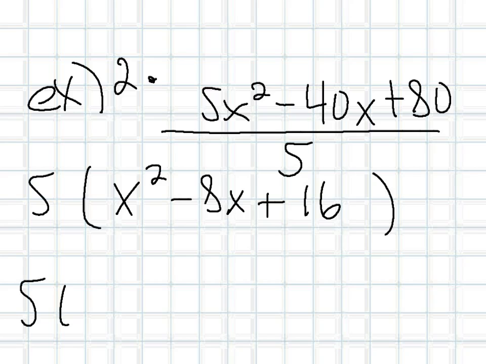Again, this is one of our special cases, so instead of factoring x squared minus 8x plus 16 normally, we can use the perfect square trinomial shortcut. We take the square root of the first term, x squared, which is just x. Then we take the sign from the second term, minus 8x, and add that sign to our factor. And then the square root of the third term, 16, is 4. So it'll be 5 times x minus 4 squared. And that's our factored form.